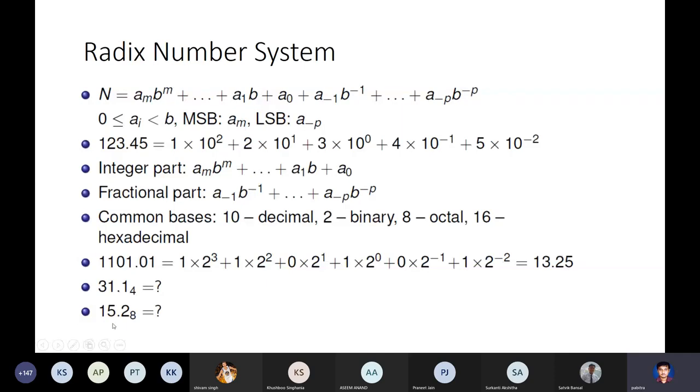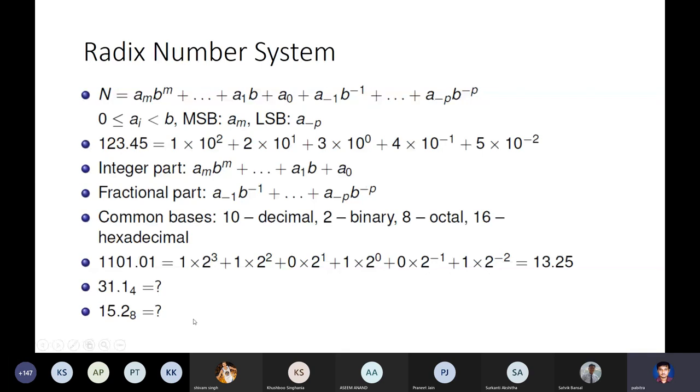Similarly, you can check 15.2 in base 8. It is 8 plus 5, 13, and 2 into 2 by 8. This is also 13.25. So the same number, just the digits change as we change the base.